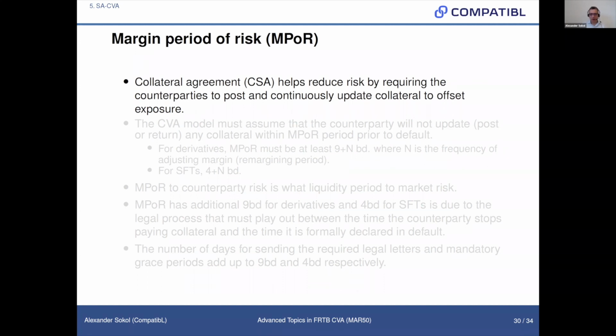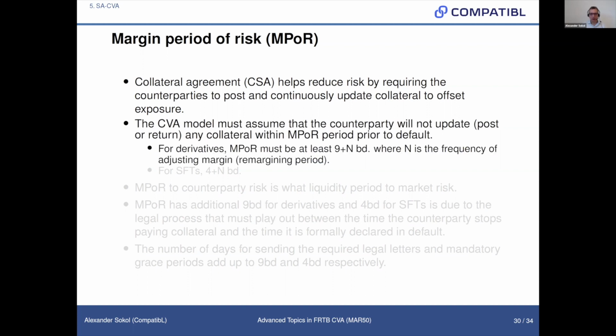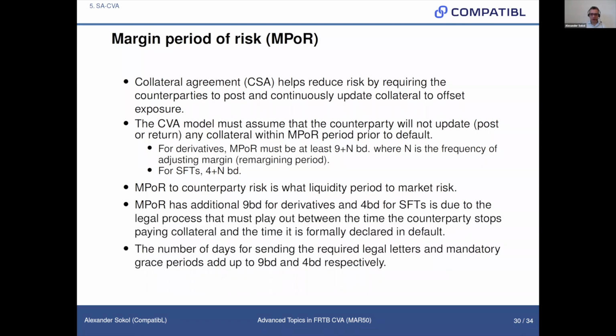So margin period of risk takes into account that even if you have a collateral agreement, which makes the counterparty post collateral to you to completely cover any of your possible loss, the counterparty may stop posting collateral before they default, and your exposure may change, but collateral wouldn't anymore, and that will result in a loss even if they're supposed to completely cover the loss with collateral. And because of the number of days for sending various legal letters and so forth, it's 9 plus the frequency of remargining, which is normally daily. So it's usually 10 days but it can be longer in certain cases. So that's the margin period of risk.